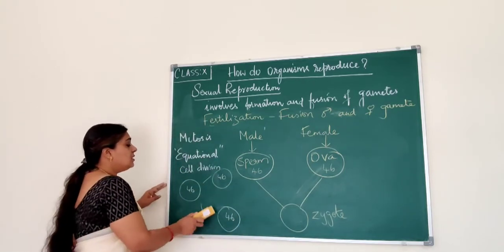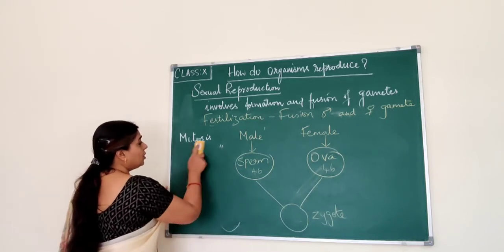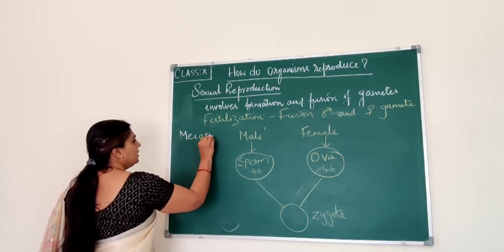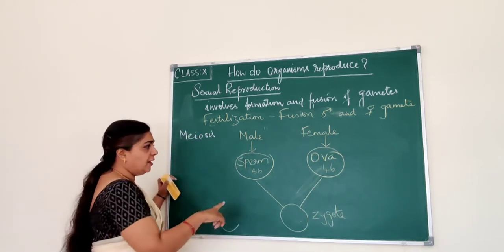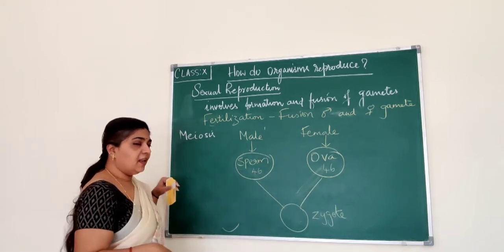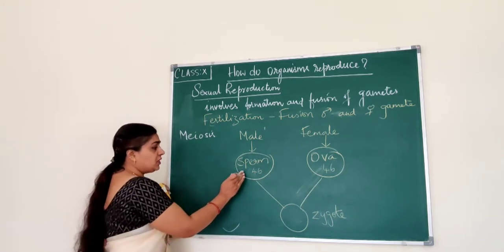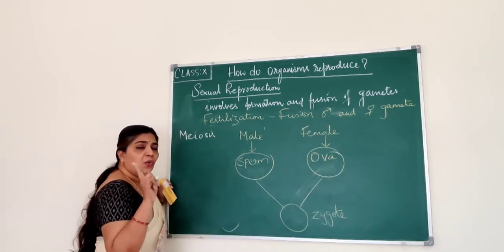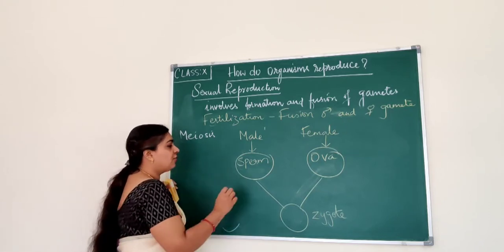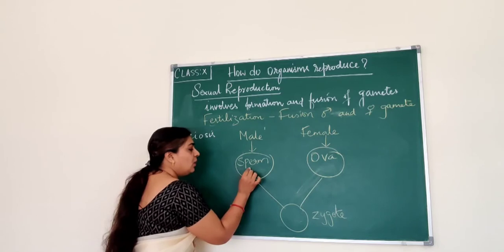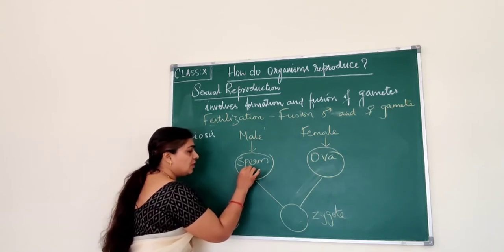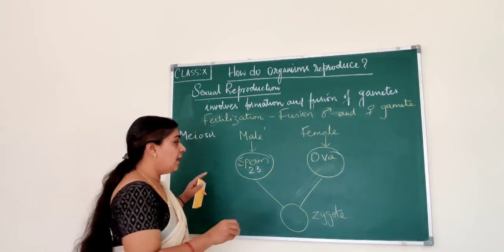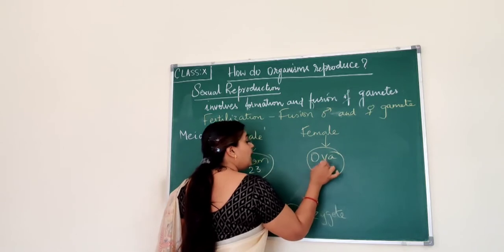Now meiosis cell division helps in the formation of gametes. And I told you gametes are special cells. How are they special? Because these cells will contain only one set of chromosomes. If 46 chromosomes are there in all our body cells, gametes will contain only 23 chromosomes.